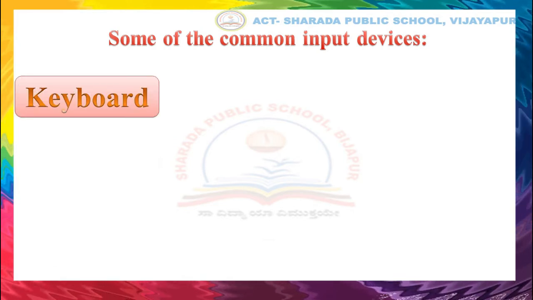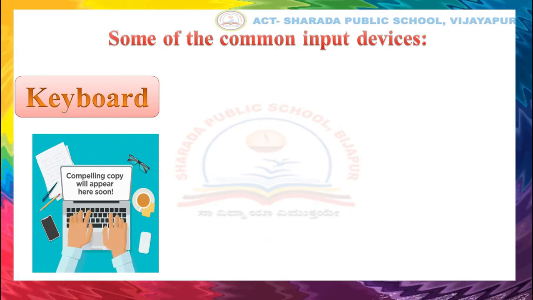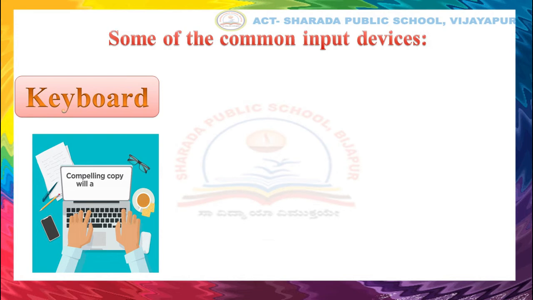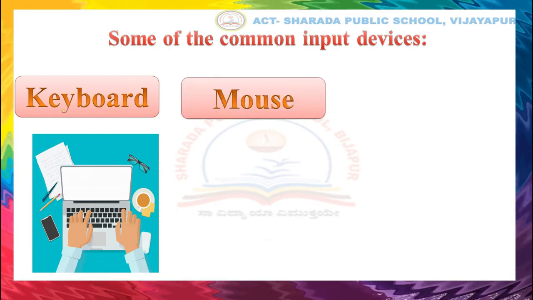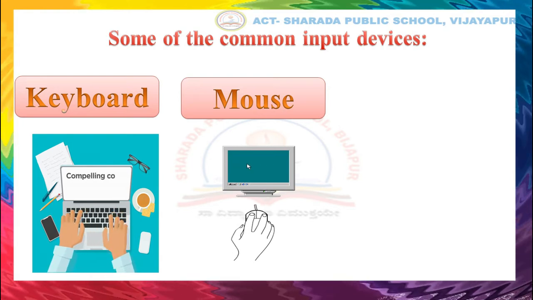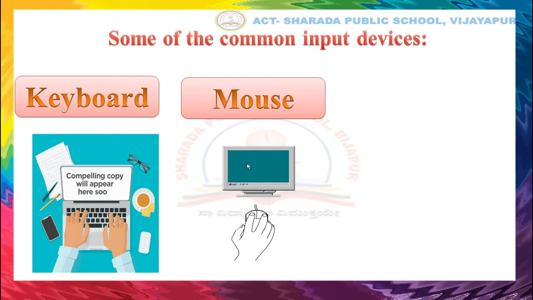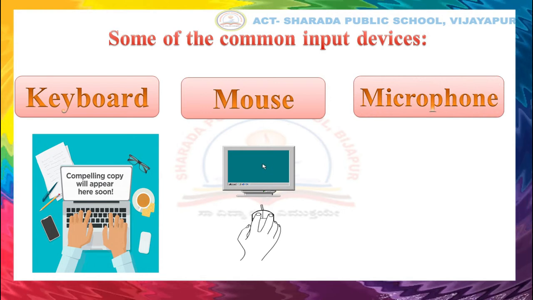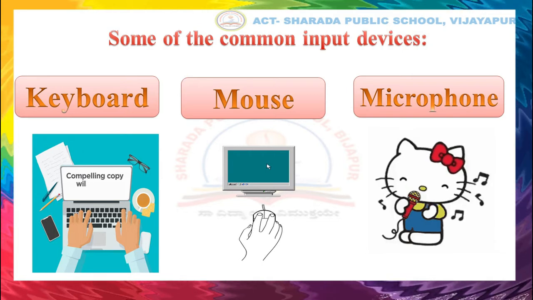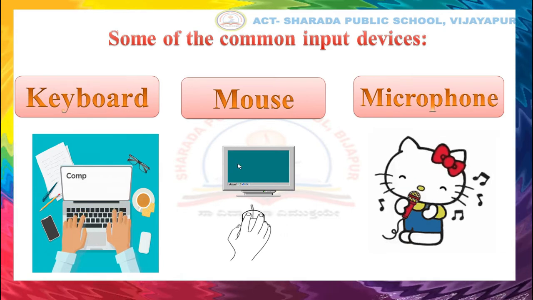First one, keyboard. When we type using a keyboard, it appears on the monitor. So, the keyboard is an input device. Second one is mouse. When I draw using a mouse, the drawing actions are the input. So, the mouse is an input device. Third one is microphone. A microphone is used to record voice and different sounds into a computer. So, the microphone is an input device.